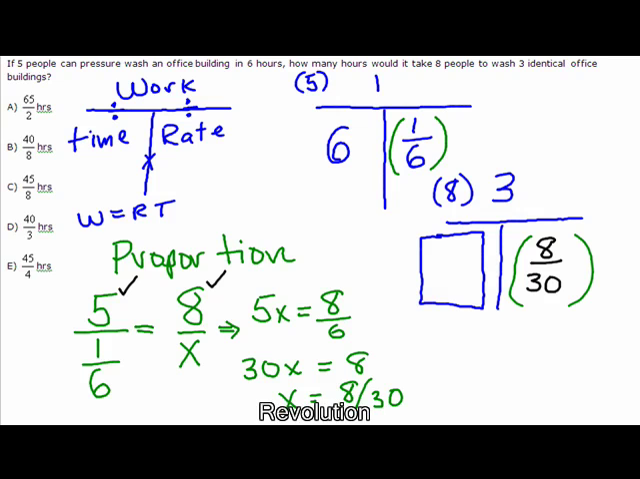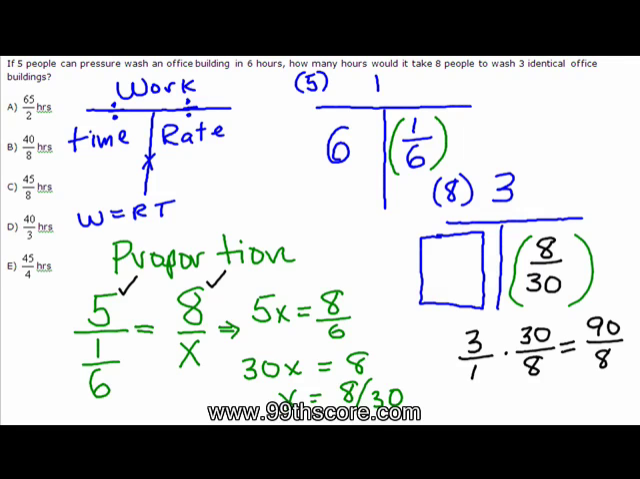What we have here now is 3 divided by 8 over 30, which is the same thing as 3 over 1 times 30 over 8. Remember, we flip and multiply. This gives us 90 over 8, which reduces down to 45 over 4. And of course, this is in hours. So to wash 3 buildings, if there were 8 identical workers, this would take us 45 over 4 hours. This is the answer E.